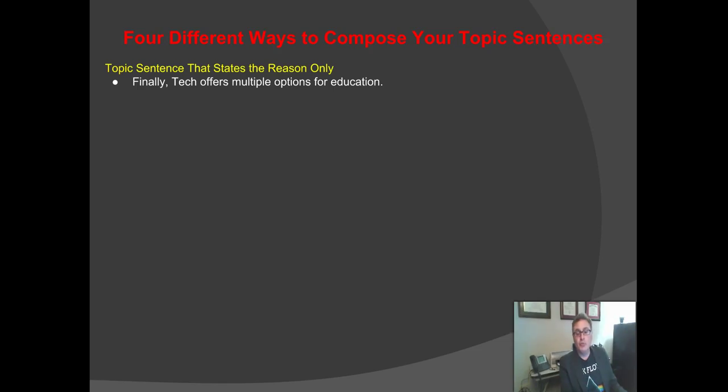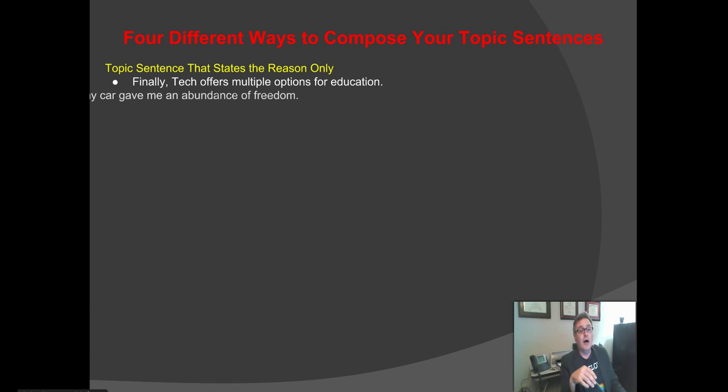So it would look like this. Finally, tech offers multiple options for education. I know that this paragraph is going to explain to me how tech offers multiple options for education. Now, because this is in the final body paragraph, as I can see by this transitional word finally, the problem for readers sometimes is when we use this type of topic sentence for a final topic sentence, we don't really remind readers of much, or we don't remind them of anything, and so they may be more inclined to get lost if we just do this simple type of topic sentence, which just states the reason. But at the very basic, this is still acceptable.